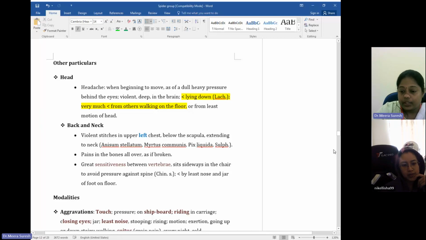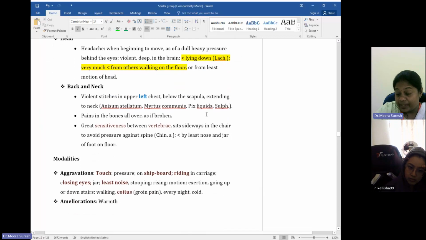So if some question comes, all these are actually specific left-sided tuberculosis remedies: anisum, myrtus communis, pix liquida, and even sulfur, tuberculinum. It is a specific remedy if the left lung is affected. So we have that Theridion, and then pain in the bones all over the body as if broken, not so important. But in the back and neck, the important one, the sensitiveness between the vertebrae. So sit sideways in the chair so as to avoid the pressure.